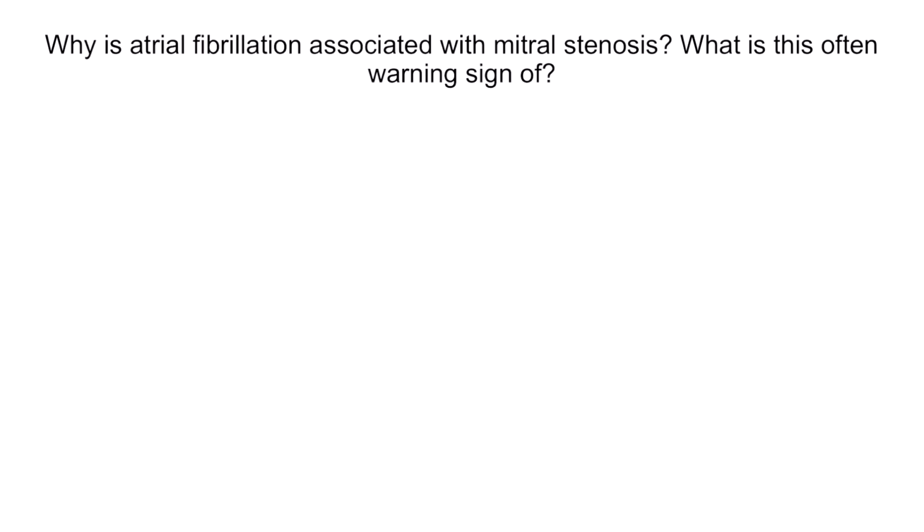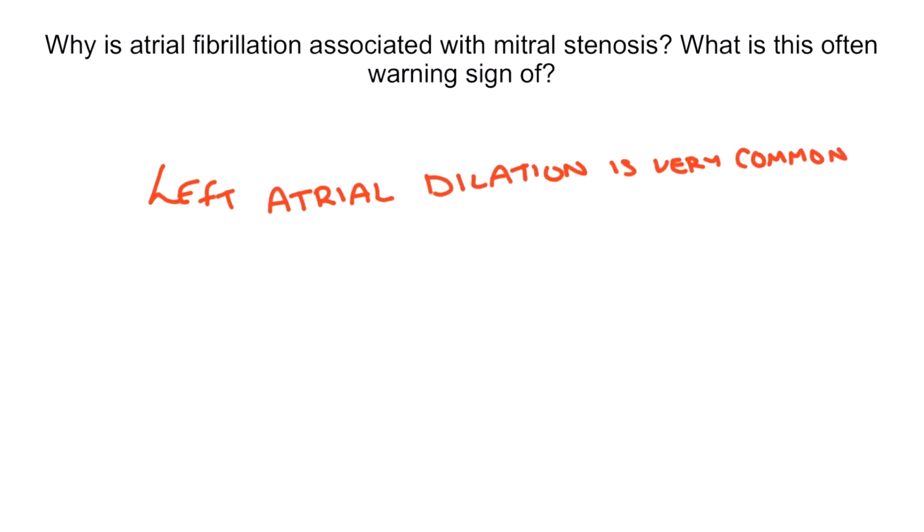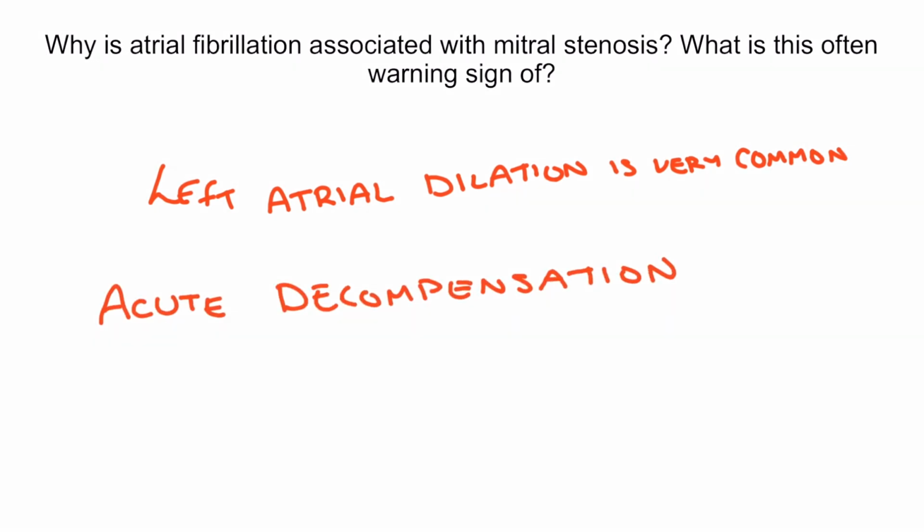Why is atrial fibrillation associated with mitral stenosis? What is this often a warning sign of? Atrial fibrillation is associated with mitral stenosis due to the fact that left atrial dilation is very common. This morphological change can disrupt the electrical conduction through the atria. Atrial fibrillation in the setting of mitral stenosis often precipitates acute decompensation because not enough pressure can be generated to overcome the elevated left atrial pressures and provide adequate blood flow across the stenotic valve.